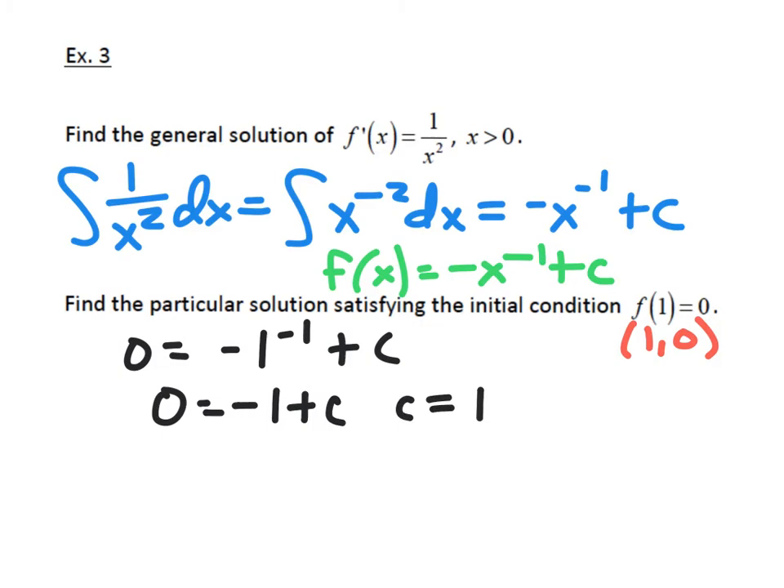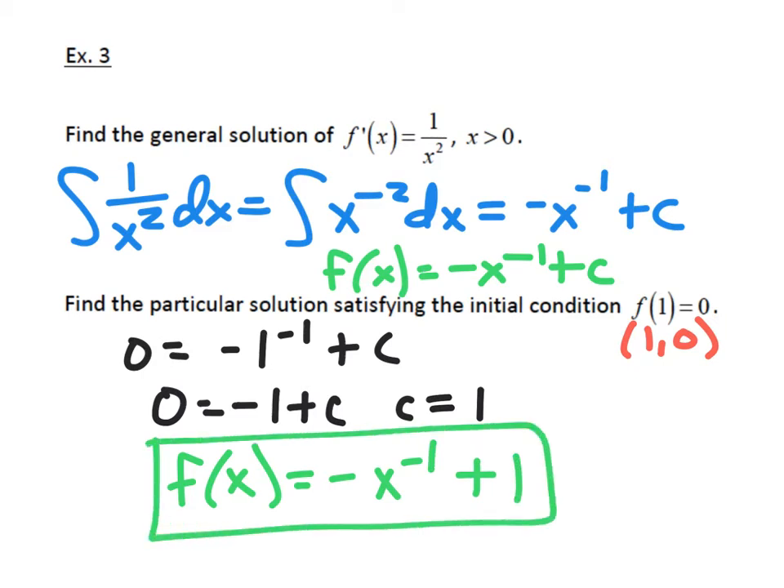But we can't stop there. All we did was just find the constant value. So now I need to go back and plug that into the general solution, and the remaining function would be what we call the particular solution. So f of x is equal to negative x to the negative 1 plus 1. That is my particular solution. So the difference between the particular and the general is the general solution has the generic constant c. The particular solution already has the specific value of c plugged in, which came from the initial condition which was given in the problem.